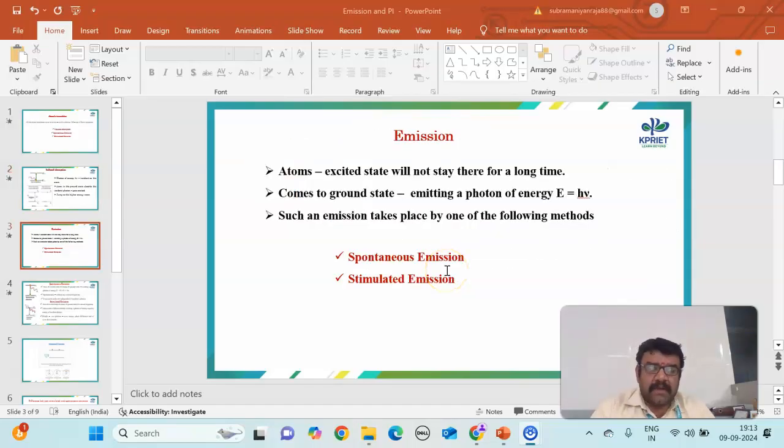As far as emission is concerned, I have already mentioned that there are two emissions. One is spontaneous emission and the other is stimulated emission. Atoms in the excited state will not stay there for a long time. They come to the ground state after emitting a photon of energy E equal to hν. Such an emission takes place by one of the following methods.